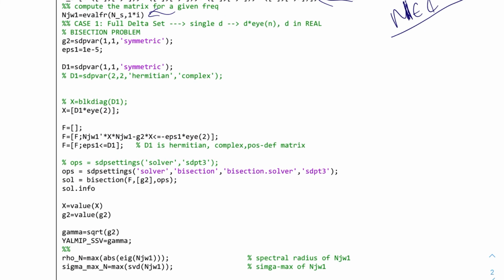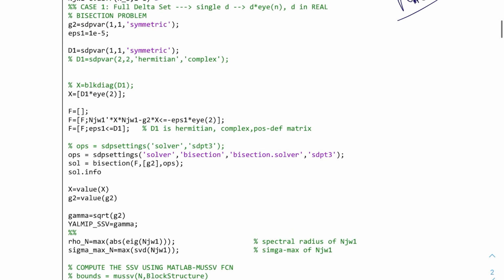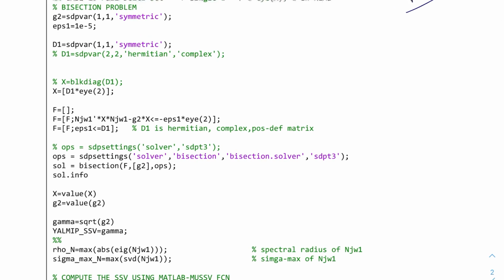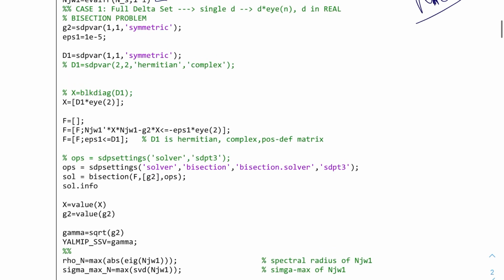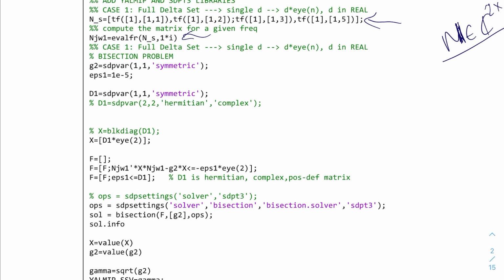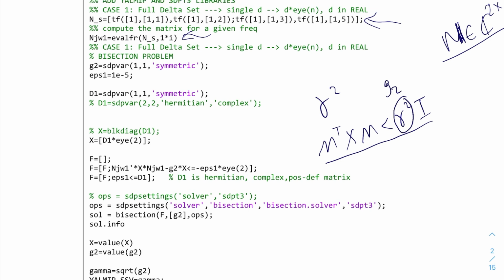Okay, so this is our original problem. Here we know, first of all, we have gamma square terms, right? Okay, what was the problem? The feasibility problem. M transpose X M, or M n, right? Let us not worry about that. This is our problem. So I call it G2. Okay, I call it G2.